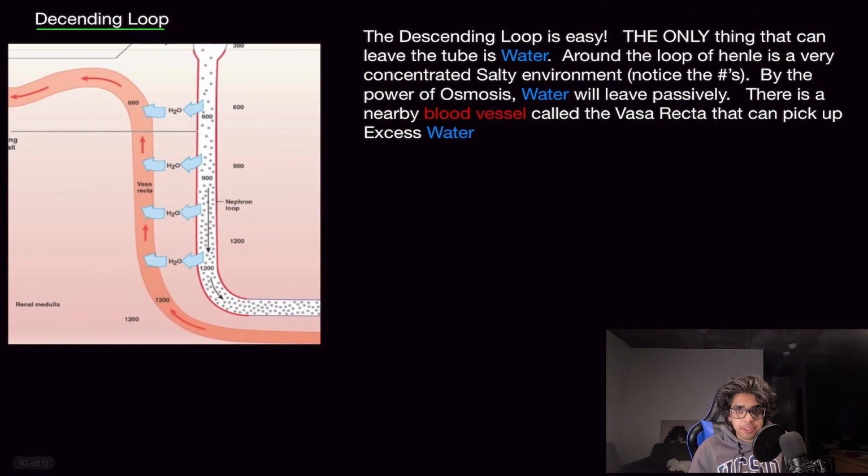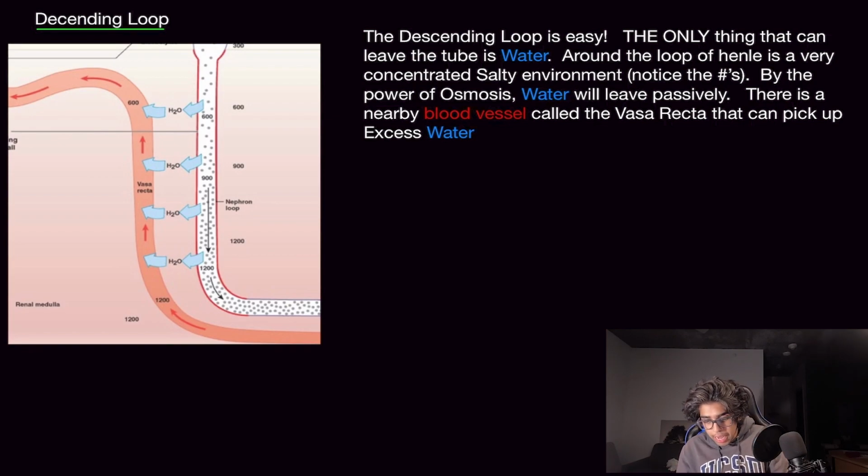The descending is the easiest. It is by far very easy. In the descending loop, all that can happen is water leaves. We have that tube, which came from the PCT, and we have the tubular fluid. Inside this fluid, there's a bunch of stuff. We have a bunch of solutes, ions, garbage, urea, all this kind of stuff. We also have water in there. In the descending loop, water can leave. Water has the ability to leave through something called aquaporins.